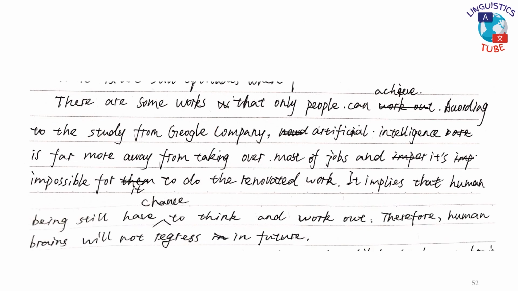There are some works that only people can achieve. According to the study from Google company, artificial intelligence is far more away from taking over most of jobs, and it's impossible for it to do the renovated work. It implies that human beings still have chance to think and work out. Therefore, human brains will not regress in future.